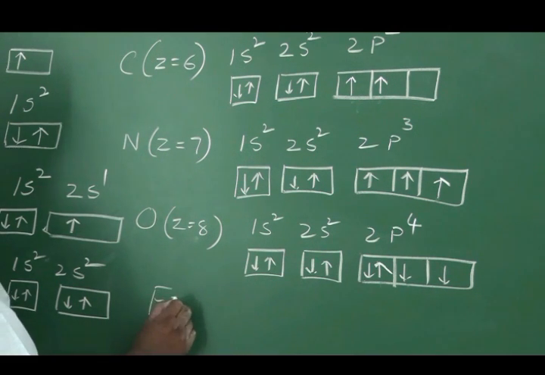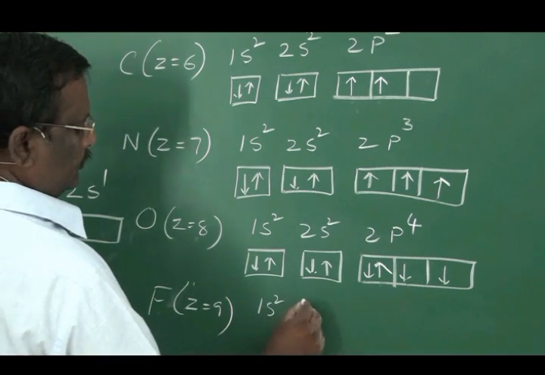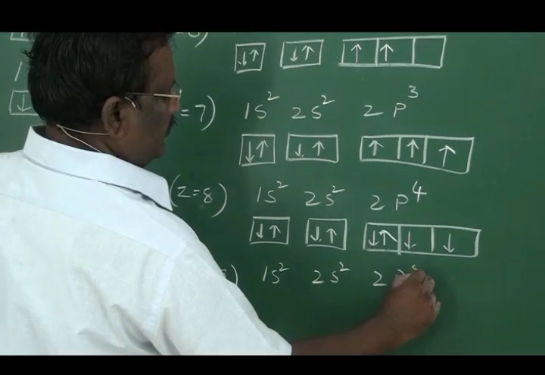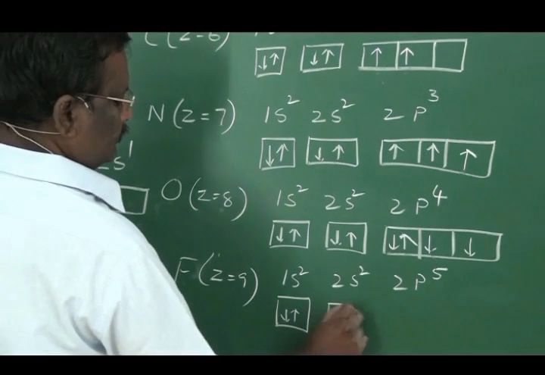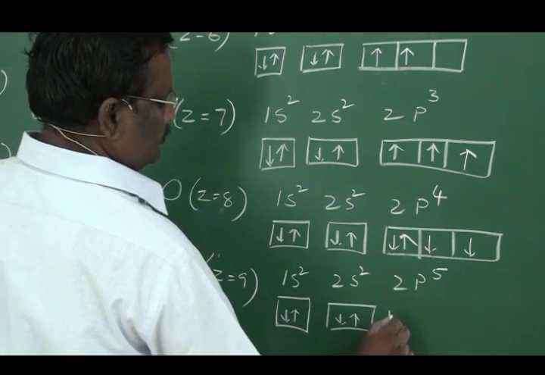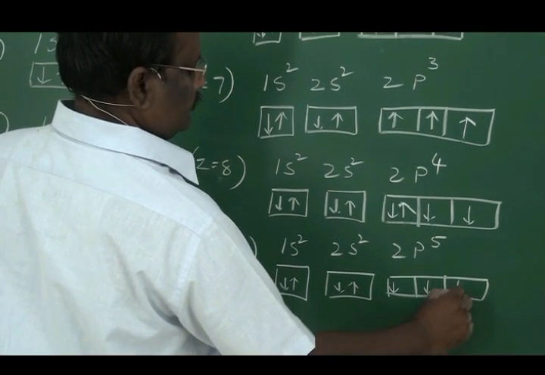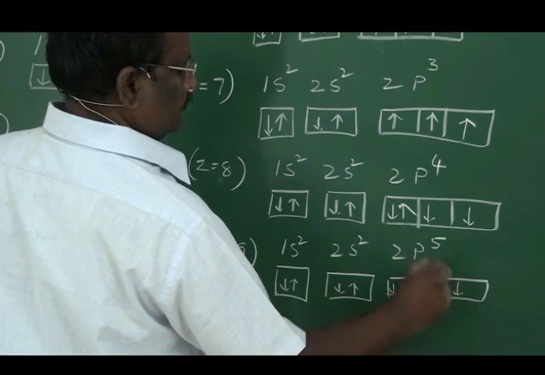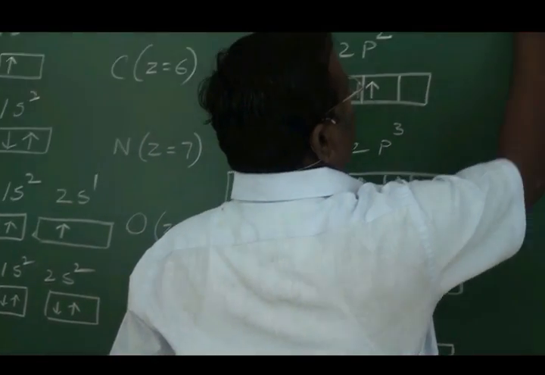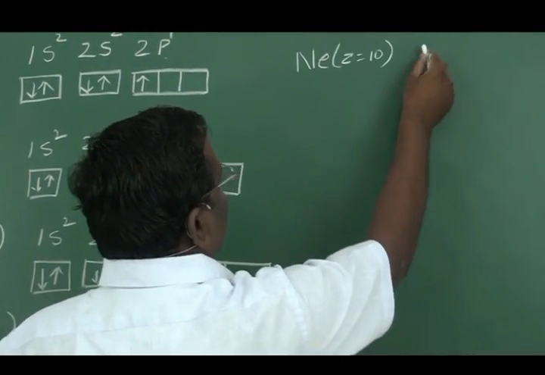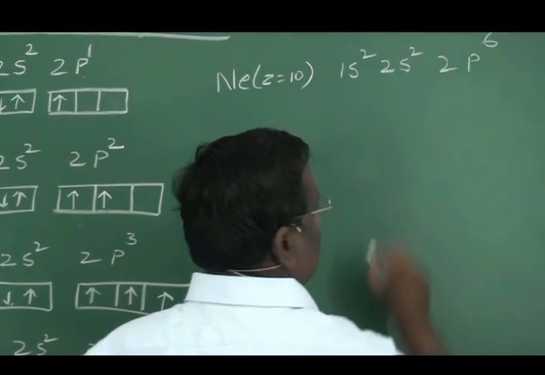Fluorine, 1s2, 2s2, 2p5. Next, neon. 1s2, 2s2, 2p6.